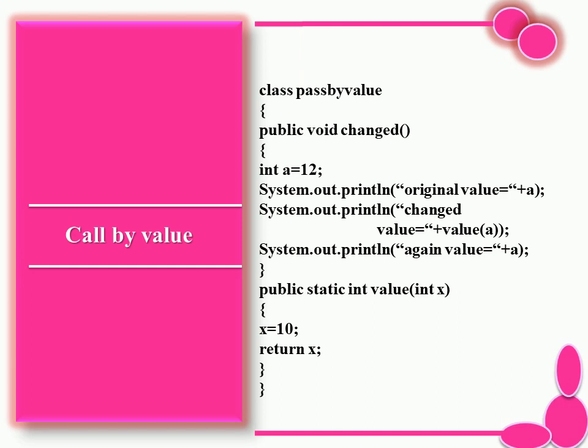And look at the third print statement. Simply here you are calling the variable, so it will print 12. So this is one, depending upon the value.